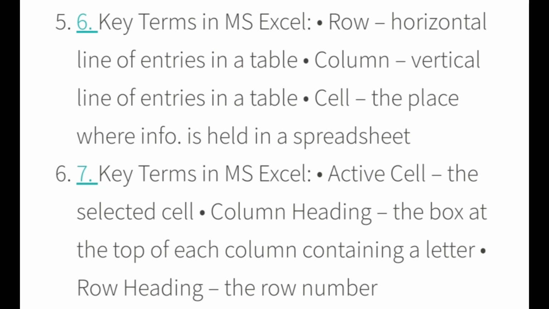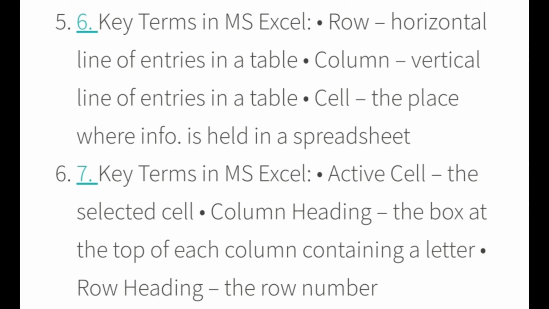Key terms in MS Excel. Row: horizontal line of entries in a table. Column: vertical line of entries in a table. Cell: the place where information is held in a spreadsheet. More key terms in MS Excel.